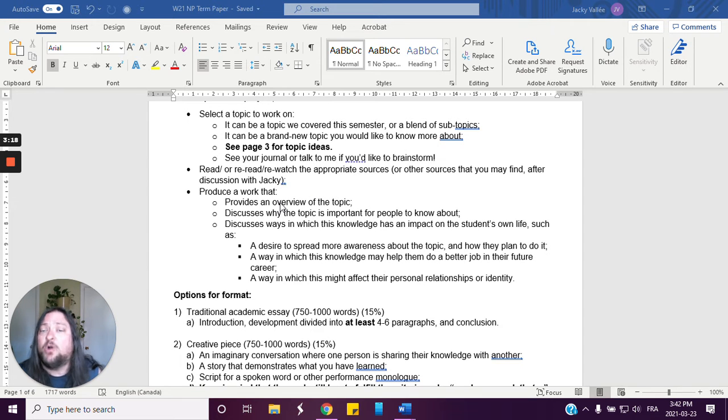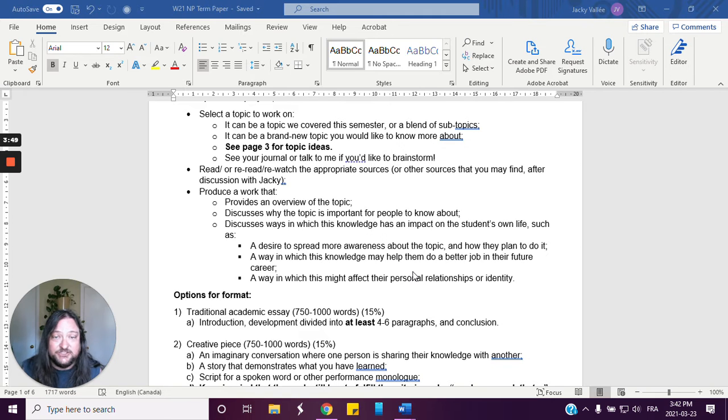And you'll produce a work that provides an overview of your topic and discusses why the topic is important for people to know about. As with the journals, I want to make this not just an intellectual exercise, but think about how this involves you. So why is it important for people to know about this? How does this knowledge have an impact on your own life? For example, does it elicit a desire to spread more awareness about the topic, and how do you think you might go about that?